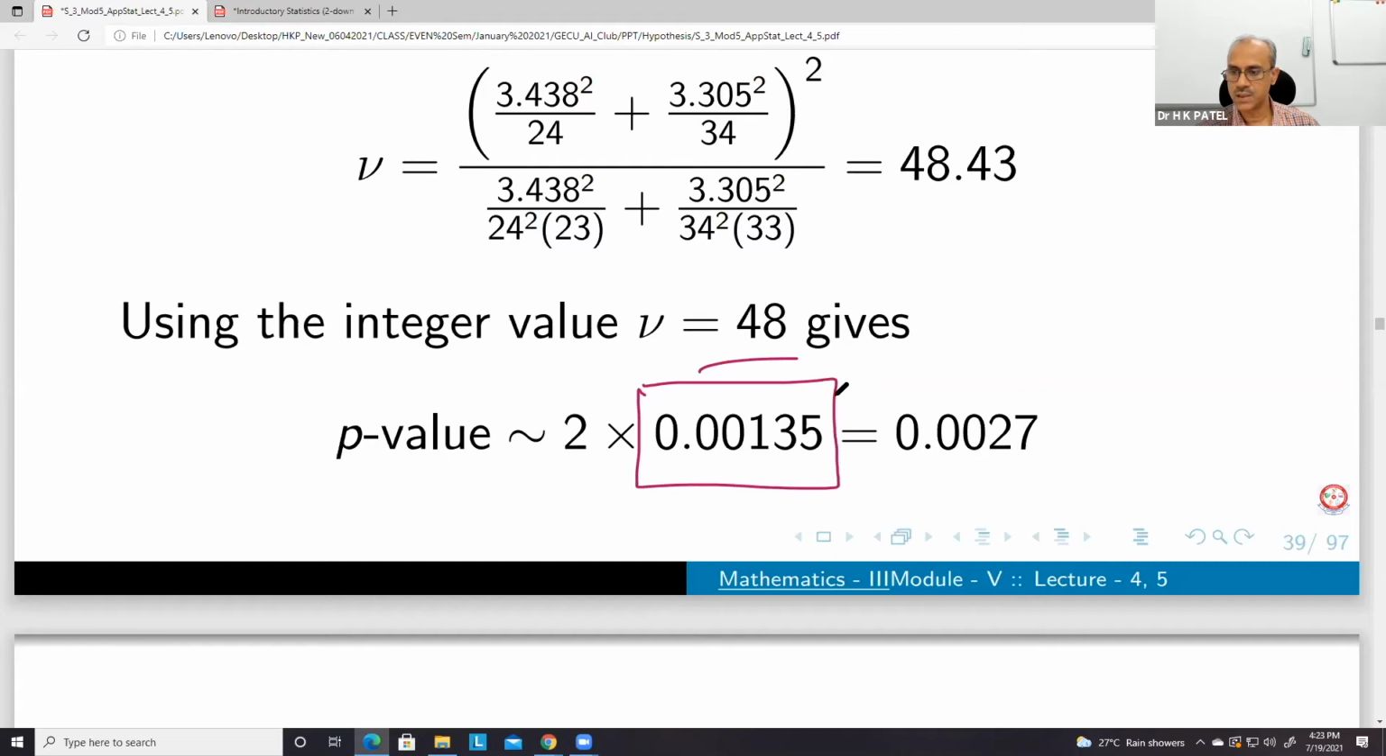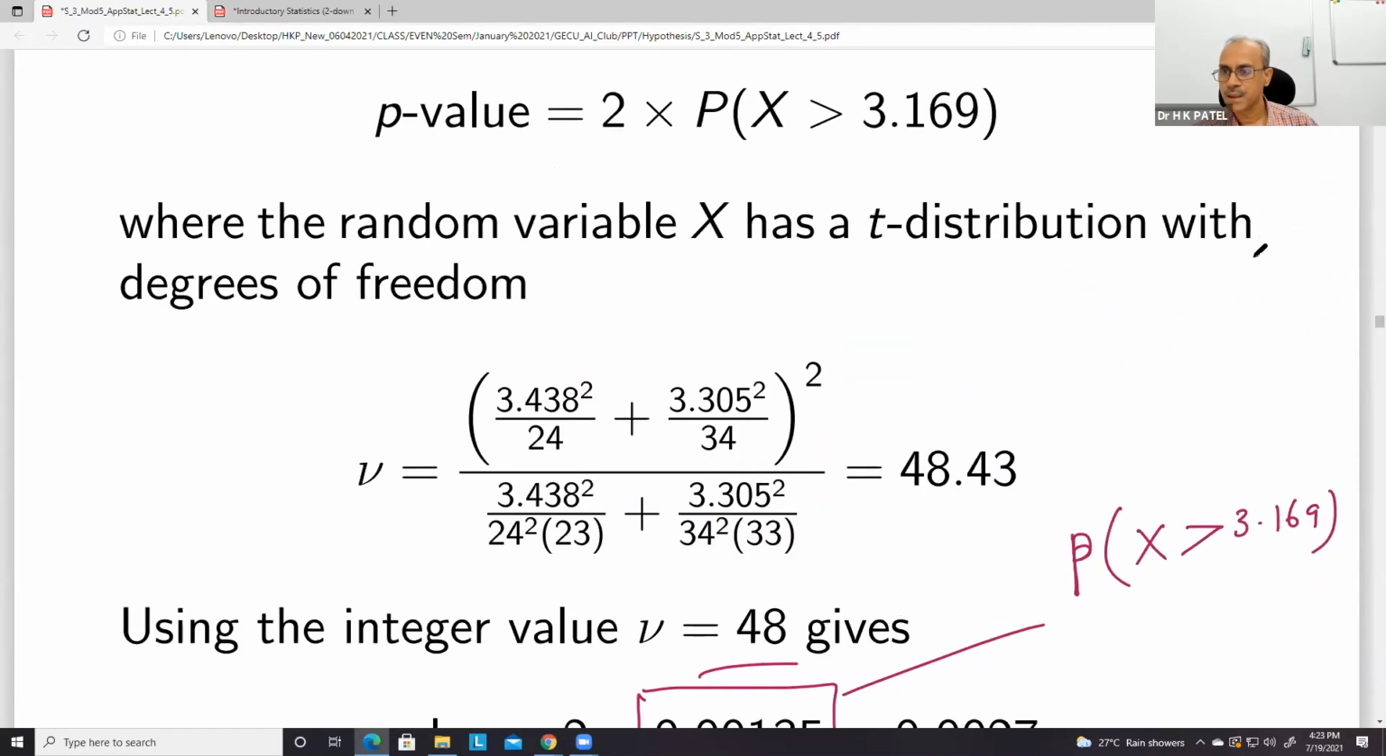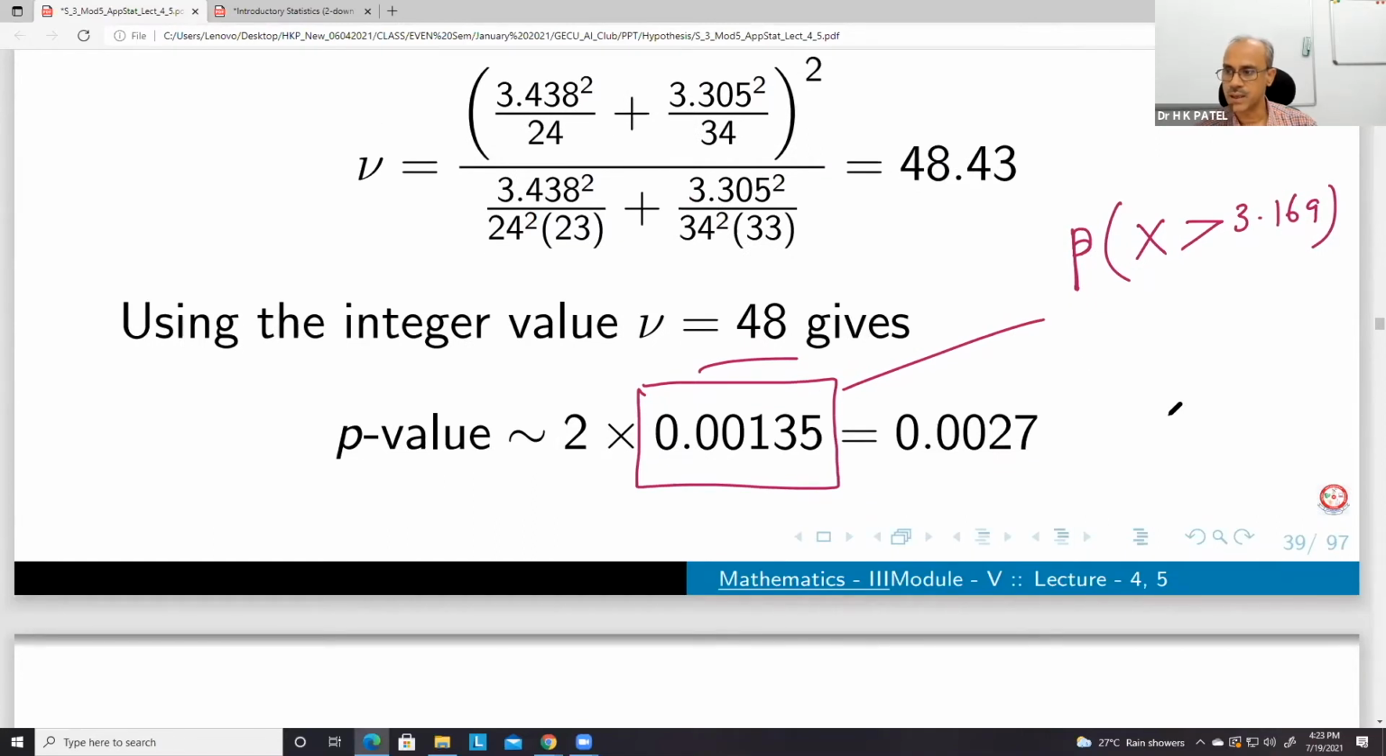What is this value? This is actually probability, capital P, x greater than 3.169. And what is x? X is actually t distribution having 48 degrees of freedom. All right, so for this, let us try to find this value.